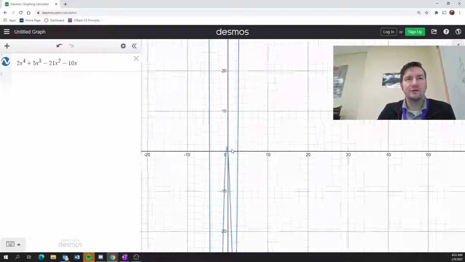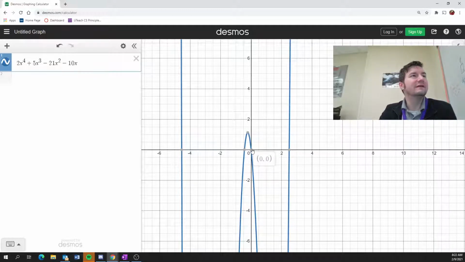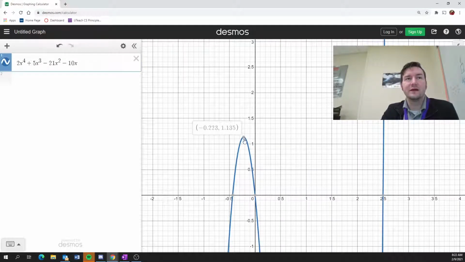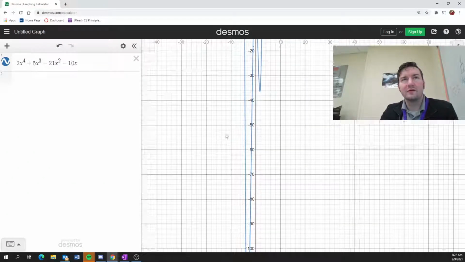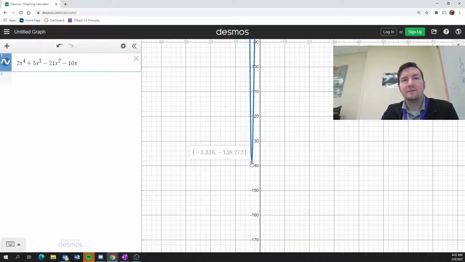Okay, so first of all, zeros, places where it crosses the x-axis. Looks like we have one over here at negative 4.5, negative 0.43. Looks like the origin 0, 0 is a zero, and 2.5. All right, and then local maximums. We've got one local maximum right in here at negative 0.22, 1.13. And then notice that we have two local minimums here. We have a minimum right in here, and then we also have a minimum way down here.